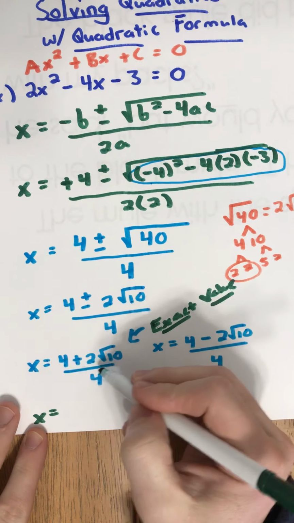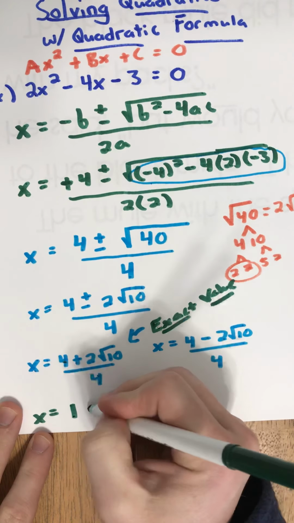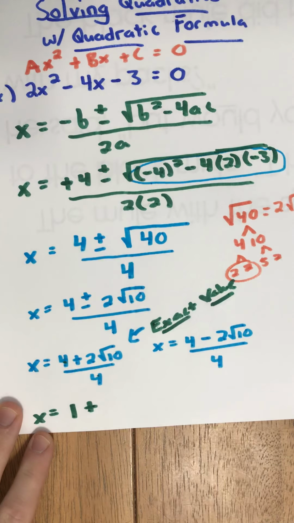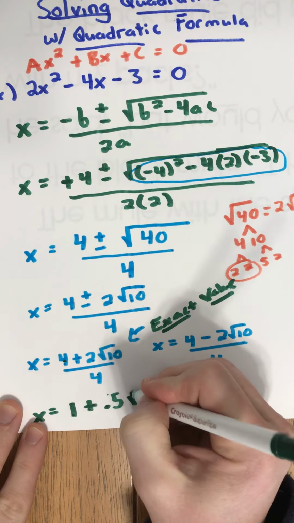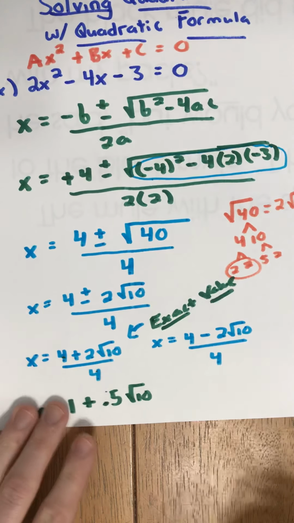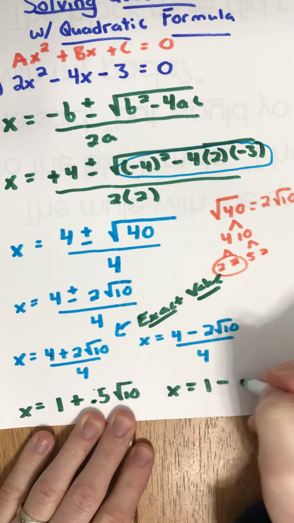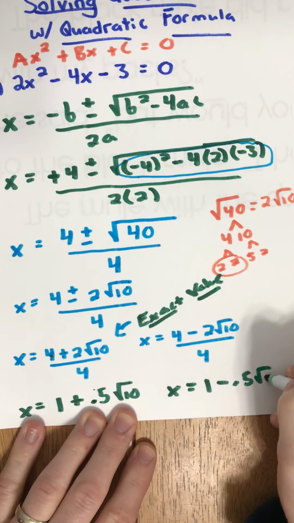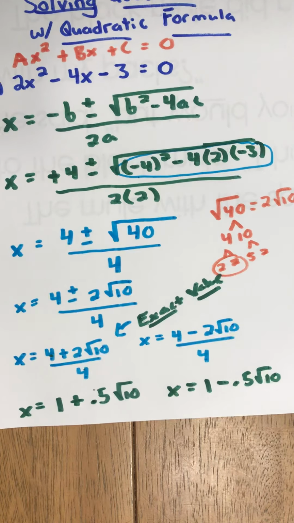The one thing that we would probably do here is we would probably try and reduce this if we could. So you'll notice they're both being divided by 4. So 4 divided by 4 is 1. 2 divided by 4 is 1/2 or 0.5. So I'd probably say this is 1 plus 0.5 radical 10. That radical 10 is just going to stay right there. And over here, I would do the same thing, dividing by 4, 1 minus 0.5 radical 10. Or you could put 1/2. So I would pretty much just leave my answers like that. But again, if you wanted to, you could put those in your calculator and get a decimal representation.